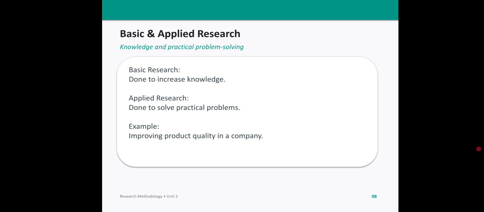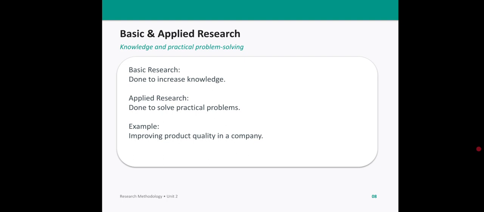Now let us understand basic research and applied research. So basically, basic research is conducted to increase knowledge and understanding. It is theoretical in nature. For example, study of human behavior or climate change. This research increases the knowledge for future understanding.